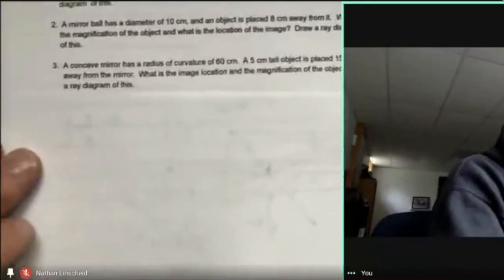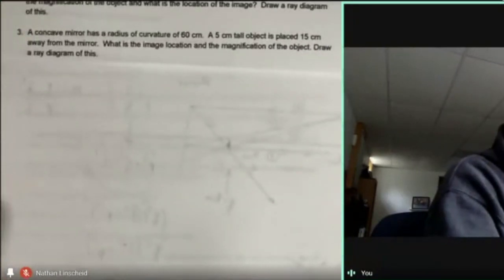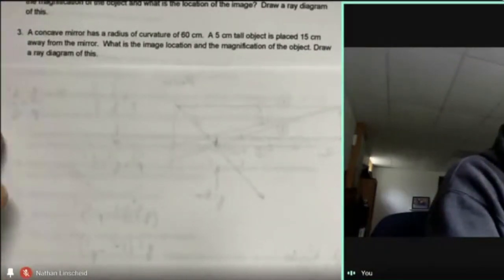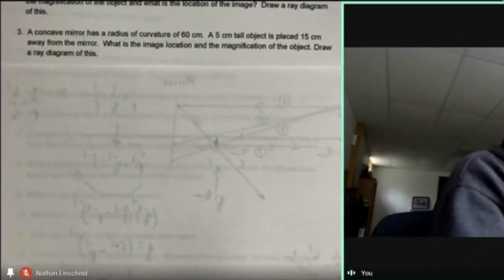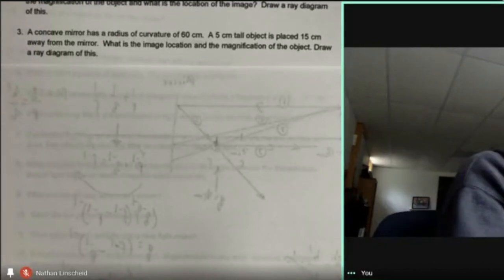Number 3. A concave mirror has a radius of curvature of 60 centimeters. A 5 centimeter tall object is placed 15 centimeters away from the mirror. What is the image location and the magnification of the object? Draw a ray diagram of this.